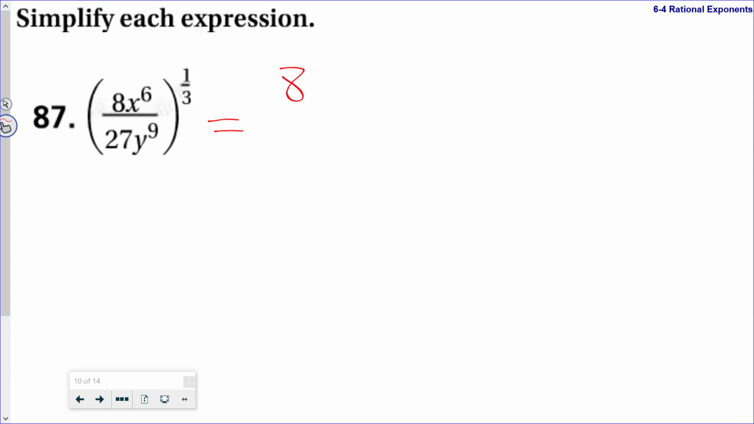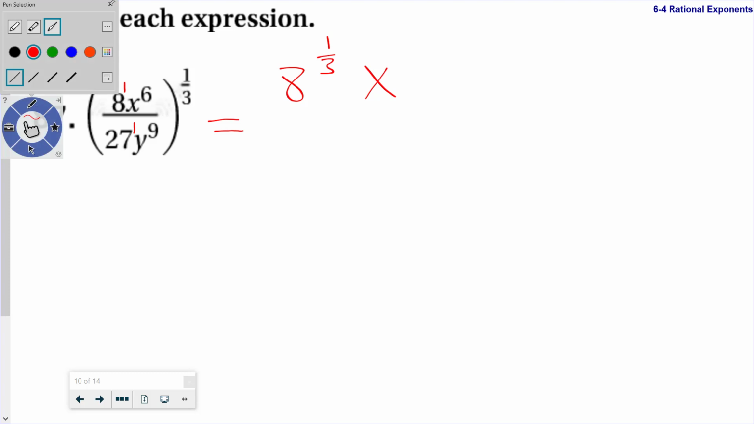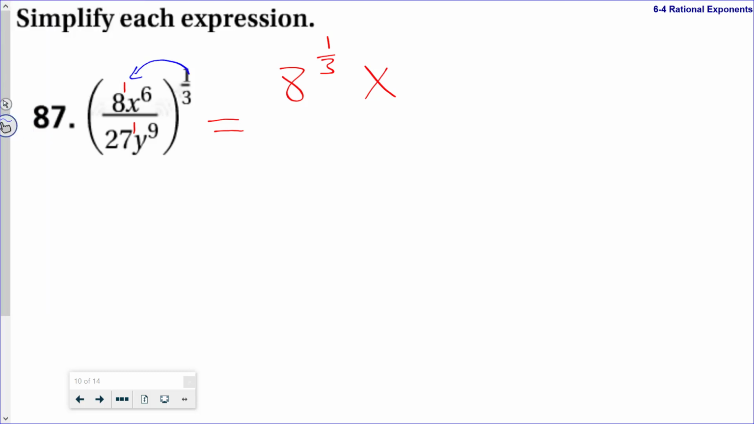So this is 8 to the 1/3 power, x to the 6 times 1/3, which becomes the second power. There's an imaginary 1 here, imaginary 1 there. This 1/3 goes to every exponent, so it's 1 times 1/3. 6 times 1/3, which is 2. 1 times 1/3, so that's 27 to the 1/3 power. And 9 times 1/3, which is y to the 3rd.